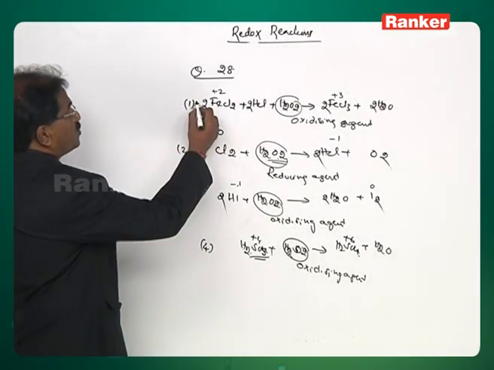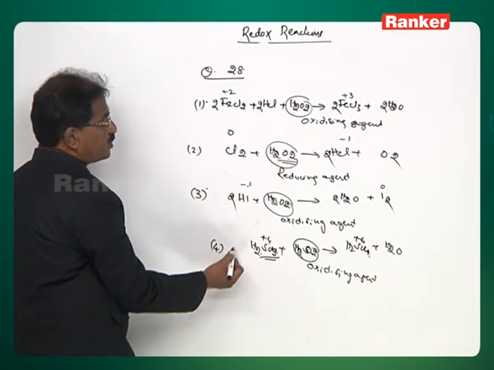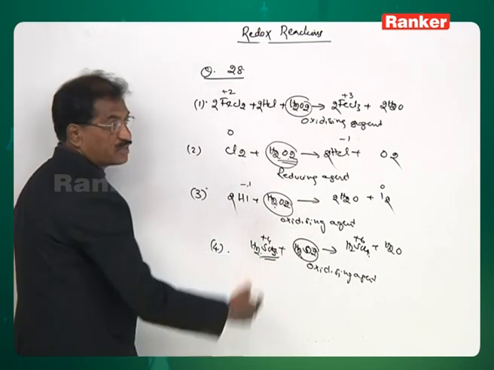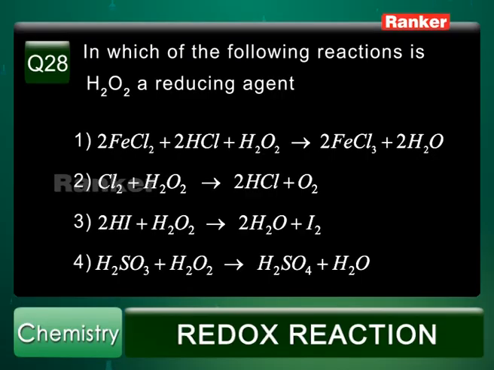So, in the first, third and fourth options, hydrogen peroxide is acting as the oxidizing agent. Only in the second option, it is acting as the reducing agent. Hence, the answer is 2.